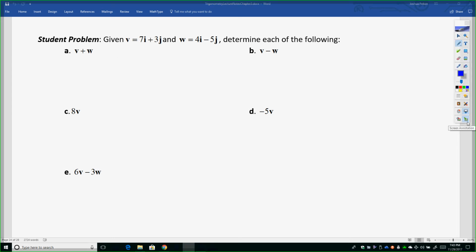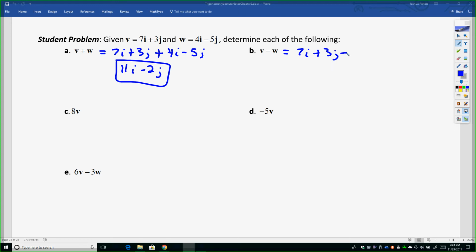Okay, so the student problems, we have 7i plus 3j plus 4i minus 5j for a final answer of 11i minus 2j. So parentheses were not necessarily there, however the subtraction will be. So that's 7i plus 3j minus 4i minus 5j. So that's going to give me 3i after you minus the 4, and minus, let's see, negative negative gives me a positive 5, so that's 8j is the final answer there.